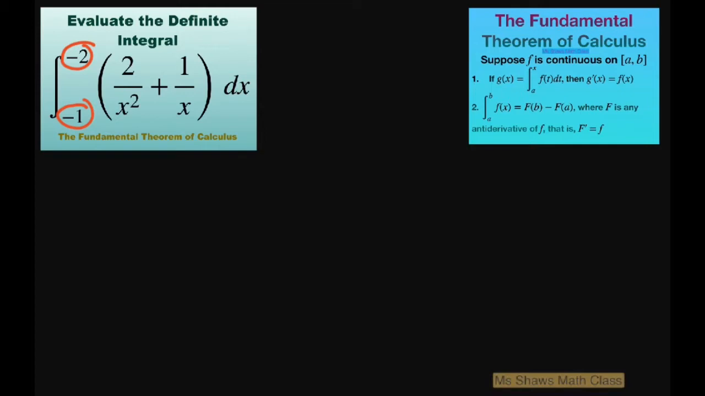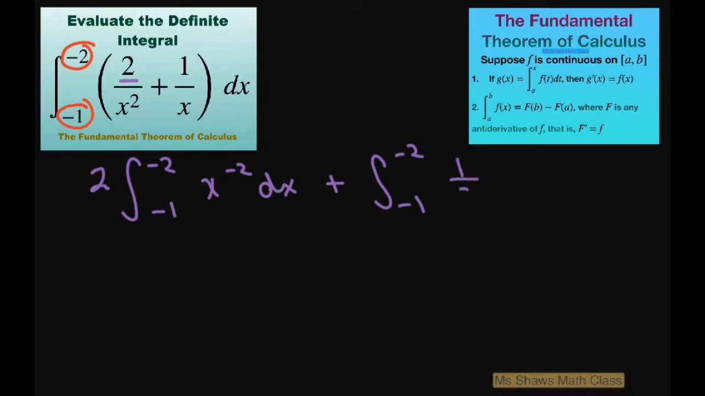So I'm going to write this as two integrals, and I'm going to pull out the 2, and I'm going to keep my limits the way they are for now. And this is going to be 1 divided by x squared. Let's go ahead and write this x squared as x to the power of -2 dx. And then we're going to have plus the integral of -1 to -2 of 1 divided by x dx.